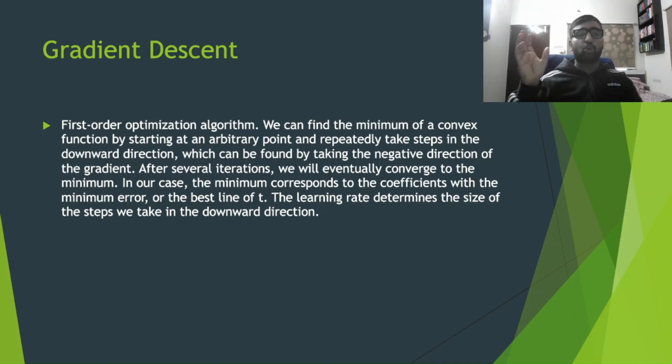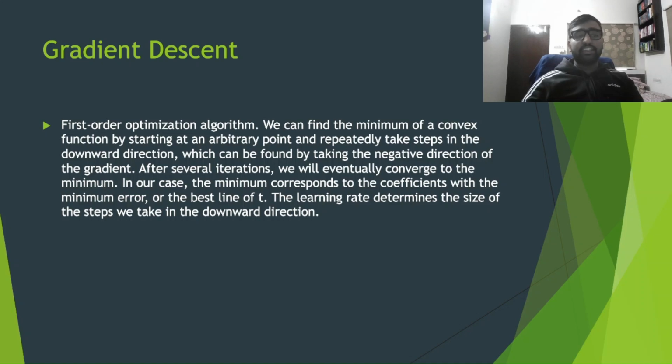Gradient is basically the slope at the point where we are currently standing. So from that point we'll find its gradient or slope, and we'll go against the direction of the slope. If the slope is positive, the opposite direction would be negative, hence we'll take steps back, whereas if the slope is negative, we'll take steps in the positive direction. That means we'll move ahead. After several iterations, we will eventually converge to the minimum.